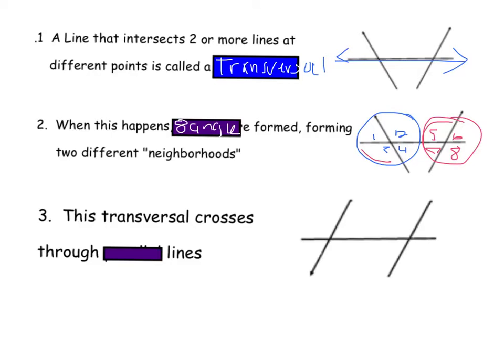So this transversal, everything we're going to be talking about really has to do with a transversal that crosses through parallel lines. And remember, parallel lines are 2 lines that are equidistant. Every single point is equal distance apart from the corresponding point, so they will never intersect.